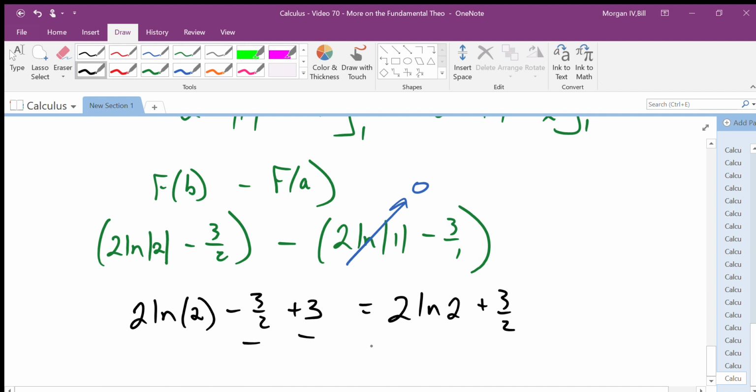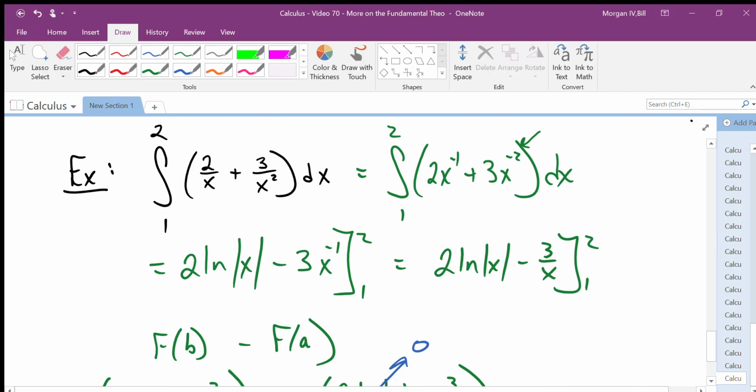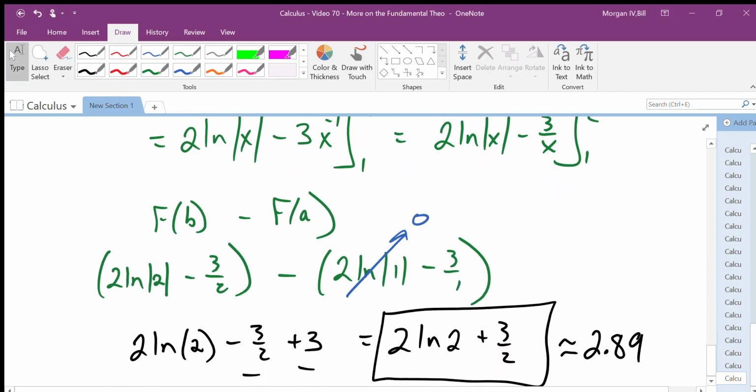And this is a fine answer. If that's the answer you want to give me, that's okay. That's a number. You can also put that in your calculator. 2 times the natural log of 2 plus 3 halves gives me about 2.89 if I were to round. Approximately 2.89, which is the area under the curve of this function 2 over x plus 3 over x squared on the interval from 1 to 2.